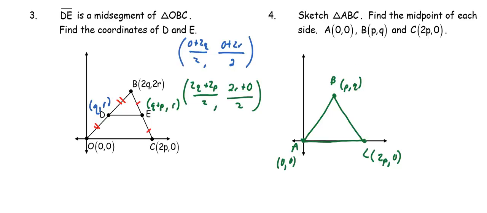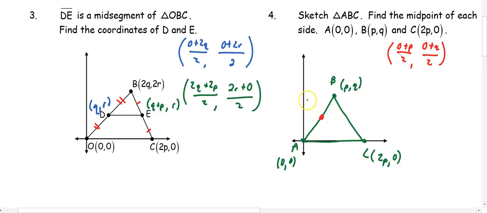So we need to find the midpoints of each segment. If I'm going to find the first midpoint of AB, I have 0 plus p over 2, 0 plus q over 2. So that leaves us with 1/2 p and 1/2 q.